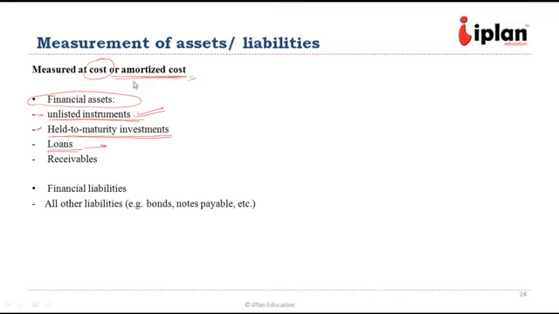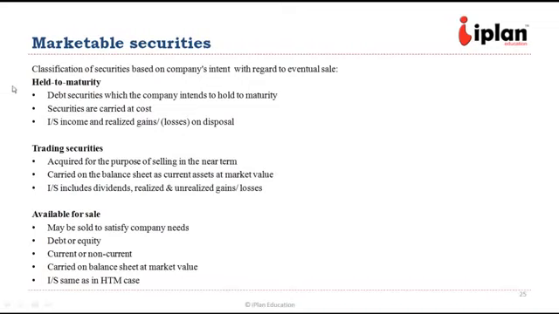Similarly, loans, which are usually long term, should also be put at amortized cost. And similarly, the receivables also we keep at amortized cost. On the same lines, the financial liabilities such as bonds, notes payable, etc., also have to be put at the amortized cost. Now based on this treatment of measurement, we can classify these securities as follows. There are three types of securities: held to maturity, trading securities, and available for sale securities.